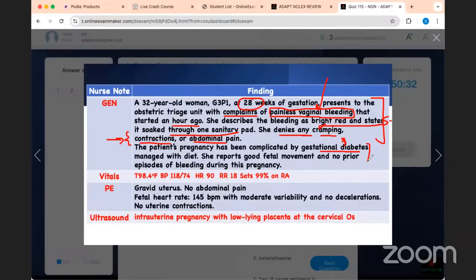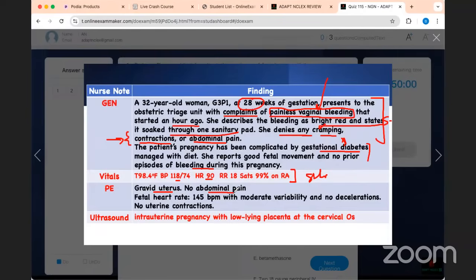She reported good fetal movement and no prior episode of bleeding. She's never had any bleeding before, but this is the first time all of a sudden she has painless vaginal bleeding that is soaking through a sanitary pad, and there's no abdominal pain, no cramping, and the bleeding is bright red in nature. Her heart rate is slightly up and blood pressure a little low, but otherwise her vitals are normal. She's stable. The uterus is gravid.